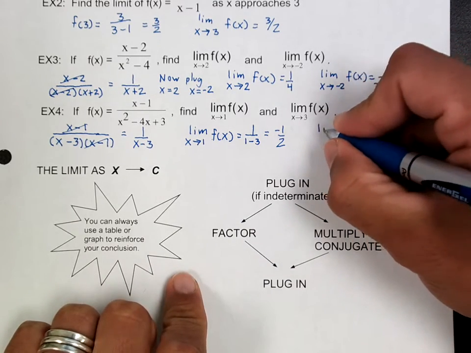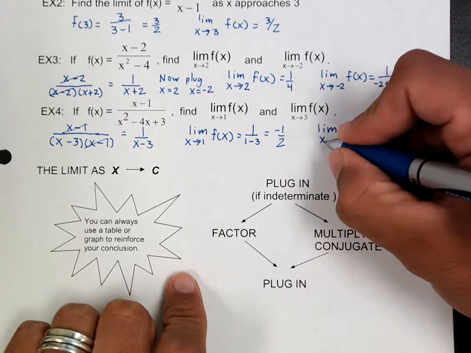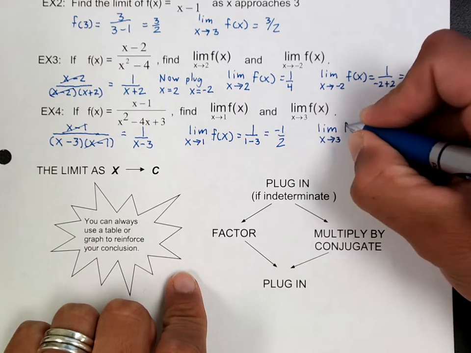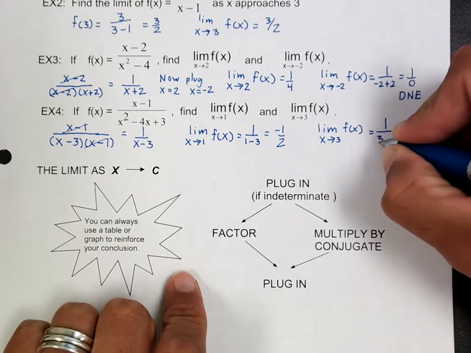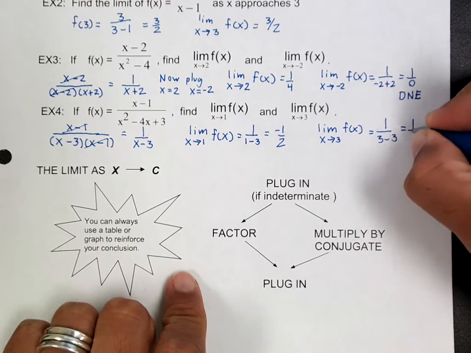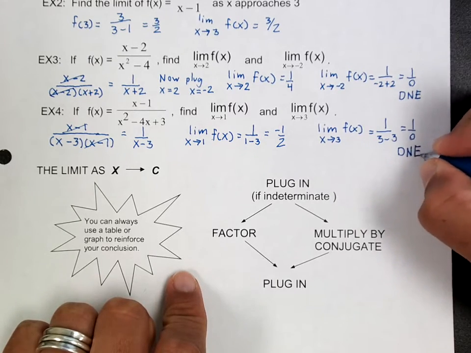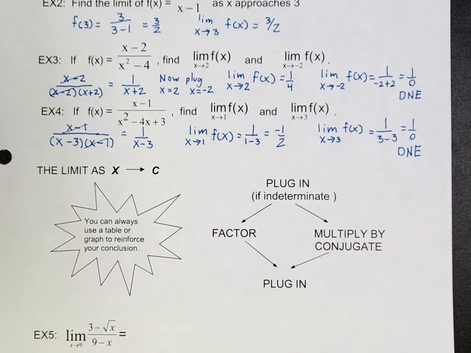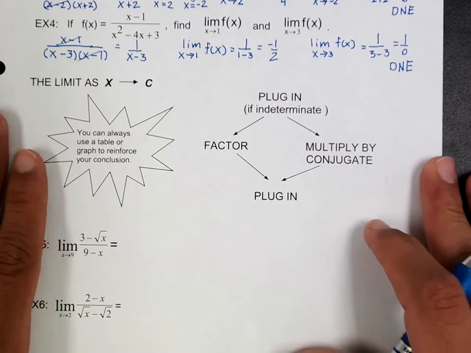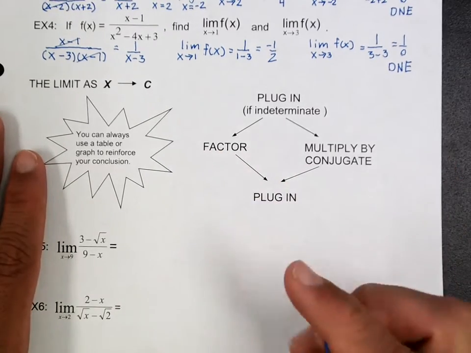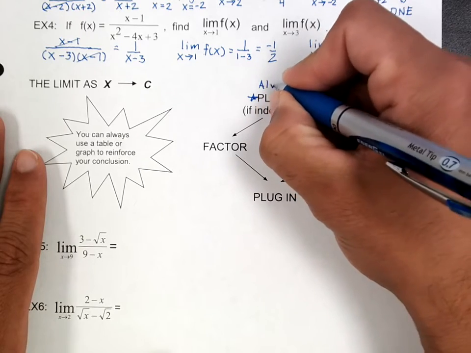In this problem actually, the limit as x approaches 3 of f of x is going to be equal to 1 over 3 minus 3, which is 1 over 0, which means that the limit as x approaches 3 does not exist. So when you're taking the limit as x approaches a certain value, c, you should always try to plug this in first. Always try that first.